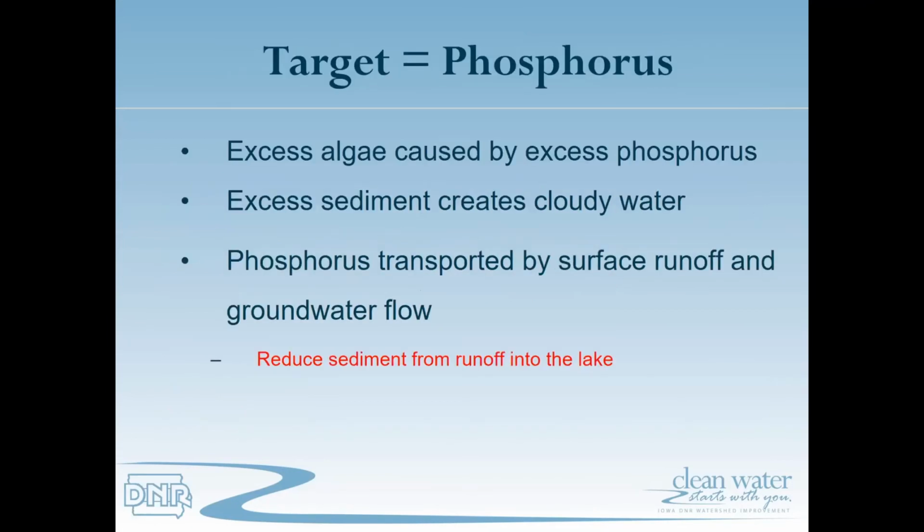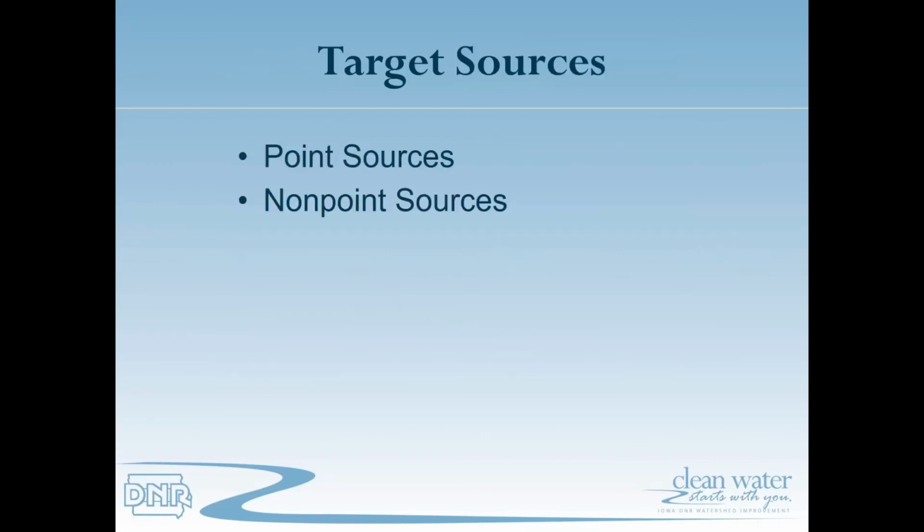So in this case, if we remember from that chart, there is an abundance of phosphorus in the lake, and the document describes in more detail why our target is phosphorus. But generally, phosphorus can cause an excess of algae. If there's a lot of nutrient, the algae will grow more. And it can also cause cloudy water, because phosphorus in many cases tends to be bound to sediment that is eroded to the lake, and that can be transported by either surface runoff or groundwater flow. So the target is phosphorus, and what we're going to want to do is reduce sediment from runoff into the lake.